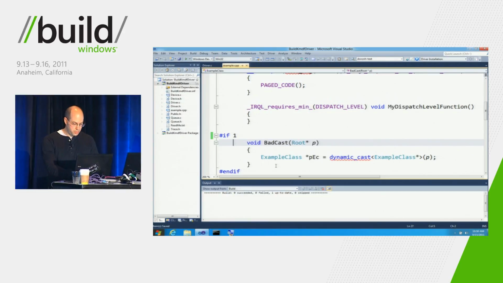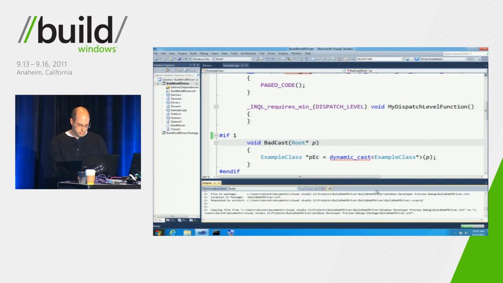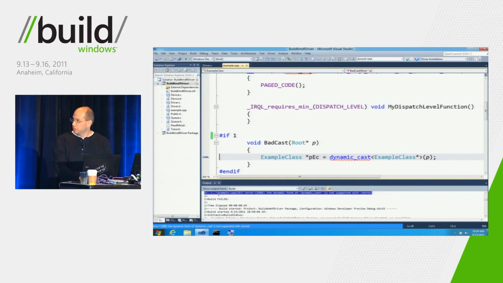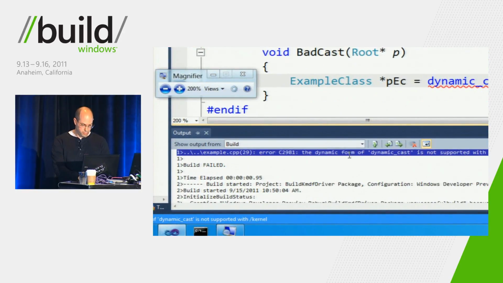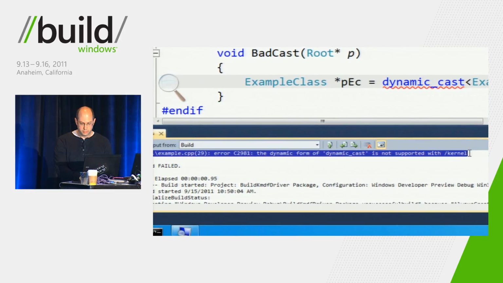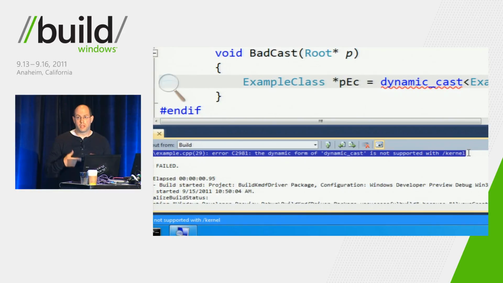So this is a demonstration of when I build and I attempt to use dynamic cast. We can see here at the bottom, I'll zoom in on that because there's no way for me to make that bigger, the dynamic form of dynamic cast is not supported with /kernel. So by default, every single kernel mode project that you create in Visual Studio adds /kernel to both the compiler and linker command lines. For the linker, it does some safer things in terms of section folding, inlining, and a bunch of optimizations. It makes it more page, non-page code aware, essentially.